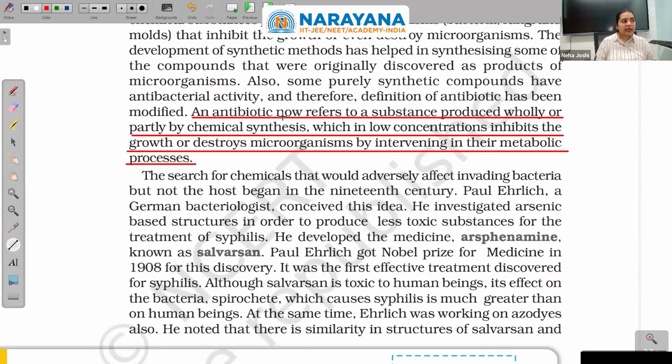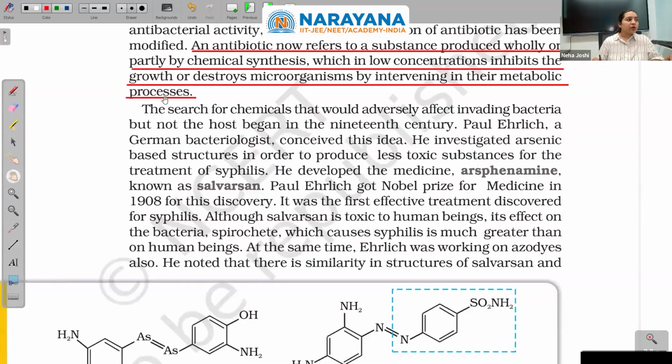Let us read again. An antibiotic now refers to a substance produced wholly or partly by chemical synthesis. Partly also because you may extract them from some plant or some other microbe naturally available in nature, which in low concentration either inhibits the growth or destroys completely the microorganisms by intervening in their metabolic processes.